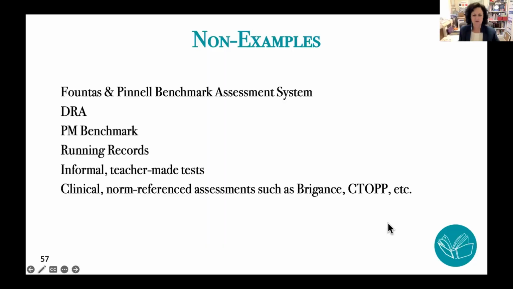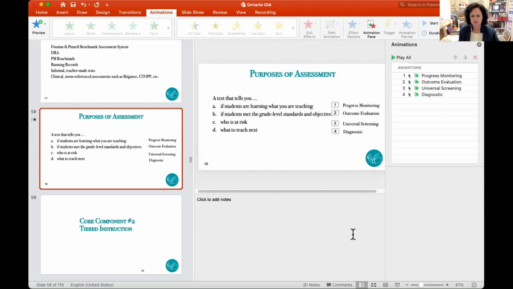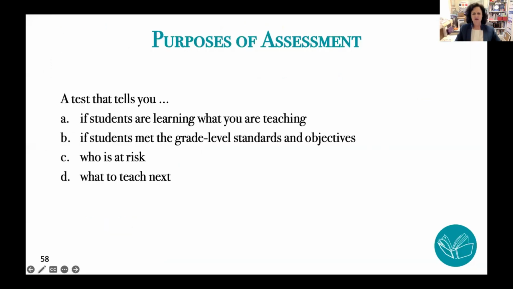Thank you. Okay, so as promised, we are going to start up with a little bit of a check for understanding on purposes of assessment, the 4 types of assessment that we were discussing right before the break. Okay, so if you can remember back to those, an assessment that tells you if students are learning what you are teaching. So in real time, if they are learning what you are teaching, which of the 4, your choices are screening, diagnostic, progress monitoring, or outcome evaluation.